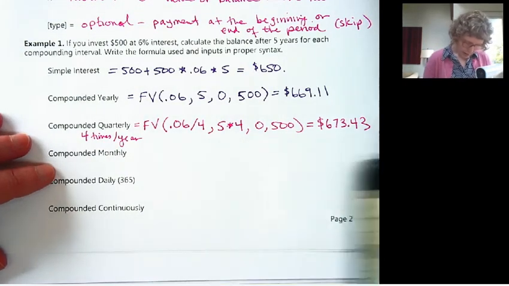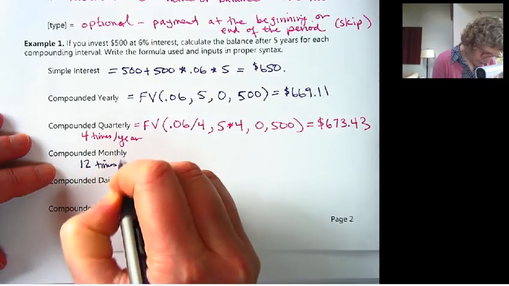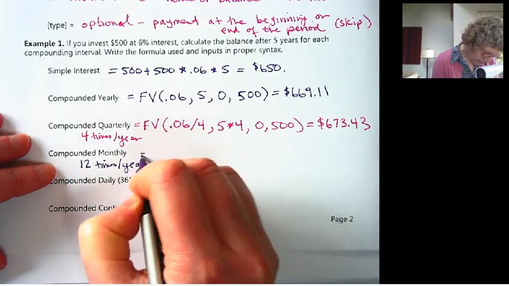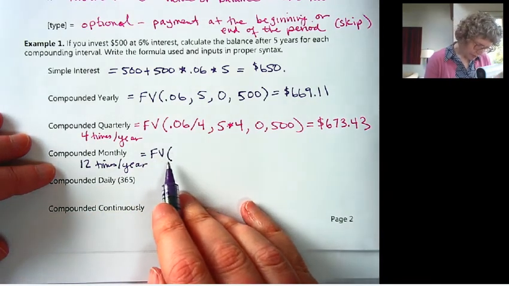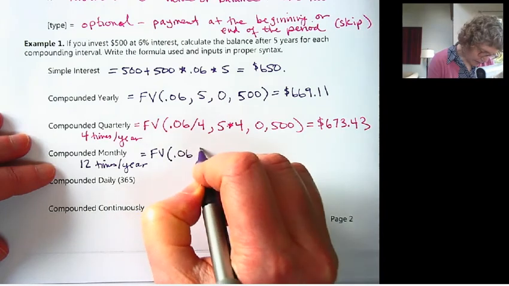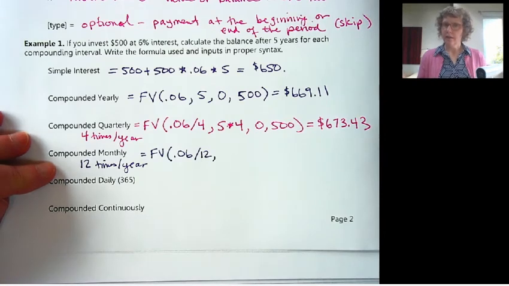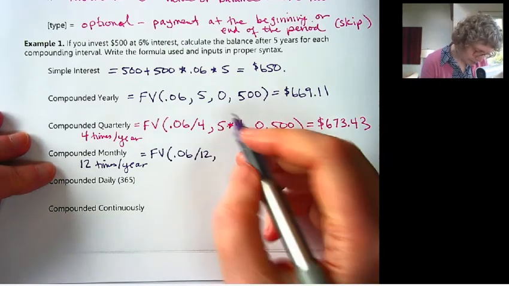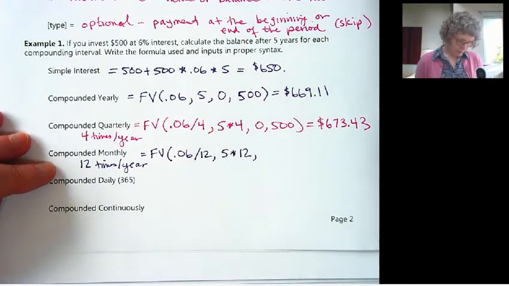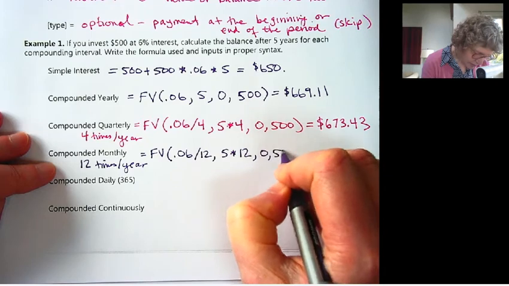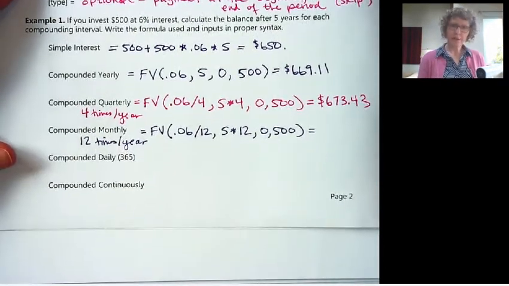Compounded monthly would be 12 times a year. So the future value is the same formula we're using. 0.06 divided by 12 this time. We're going to get 1/12 of the interest 12 times, or every month. So we need to take our 5 years times 12, 0, 500. Okay, do you have a guess for how much it's going to be?